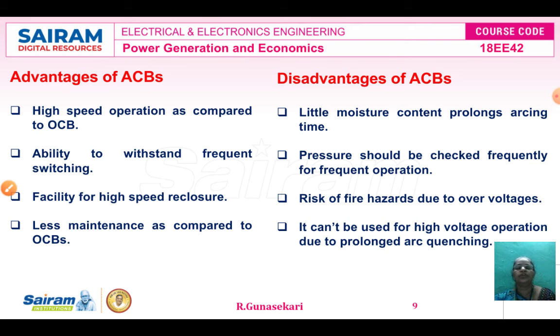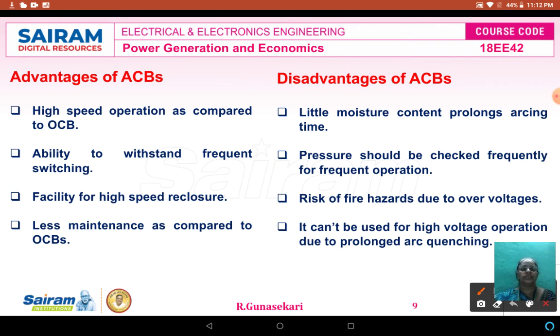Now we studied the advantages and disadvantages of the air circuit breaker or air blast circuit breaker. The first advantage is high speed operation compared to the oil circuit breaker. Then the ability to withstand frequent switching, then facility for high speed reclosing, then less maintenance compared to the oil circuit breaker. These are the advantages of the air circuit breaker or air blast circuit breaker.